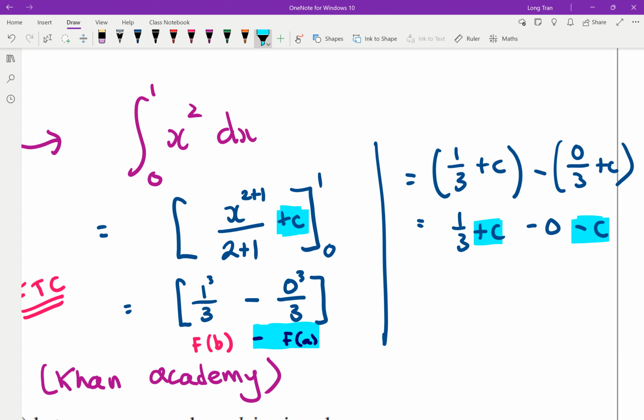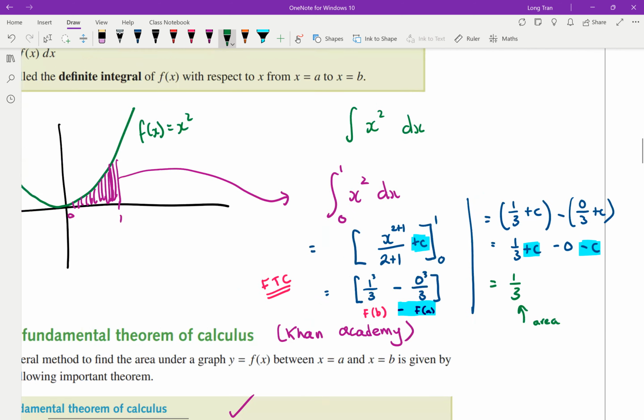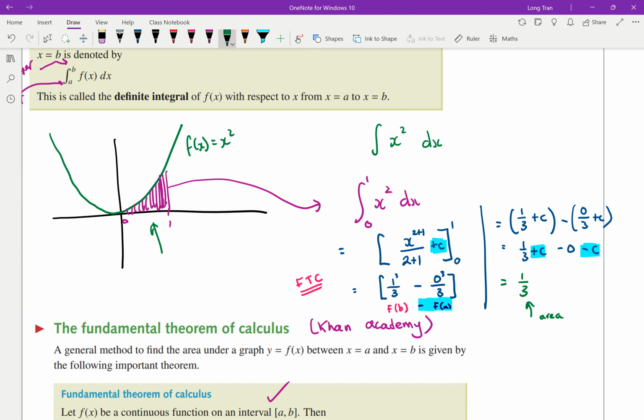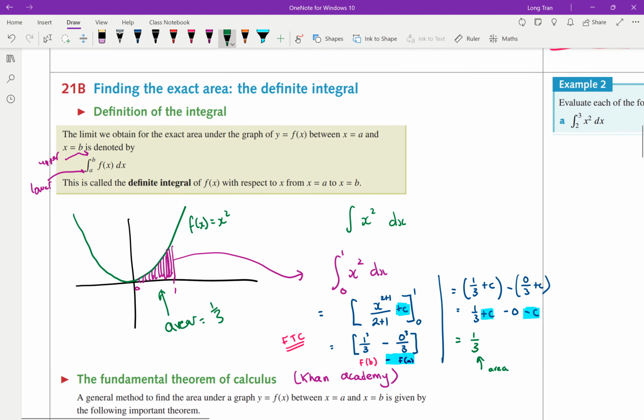Okay, and so that leaves us with 1/3 minus 0. This is the area under this curve. The area is equal to 1/3. Okay, and that literally summarizes what I normally teach for antiderivatives, indefinite integral and definite integrals. Next year, you'll be playing around with negative area and then net area as well, but you just need to know how to find definite integral.